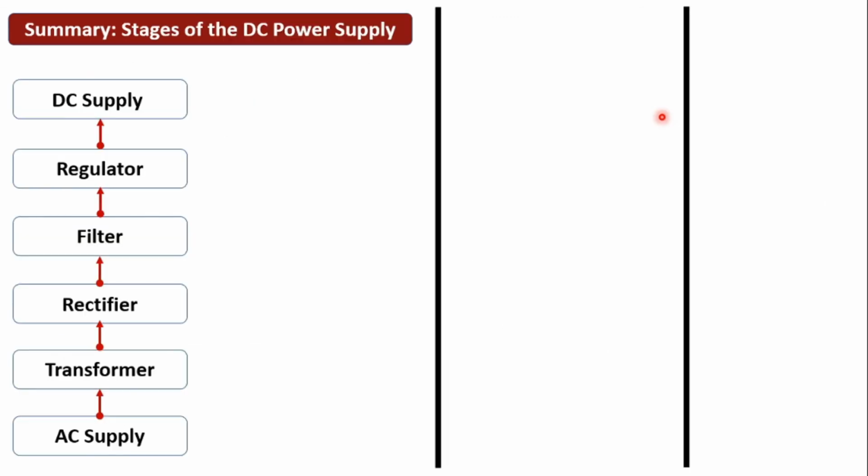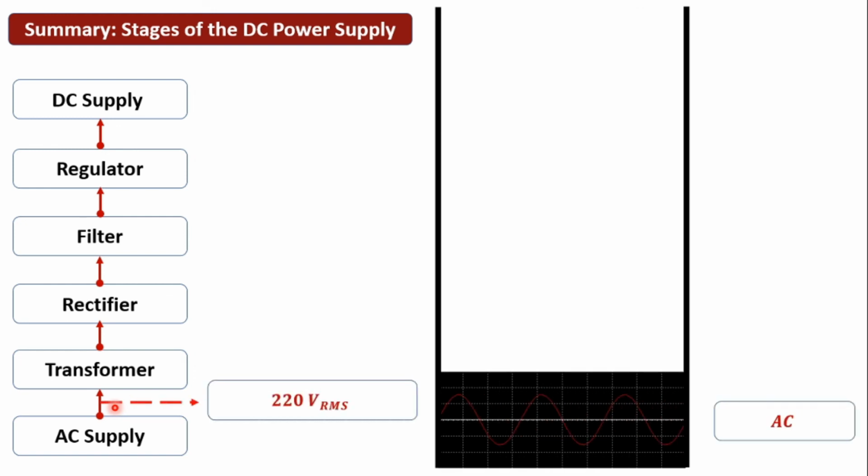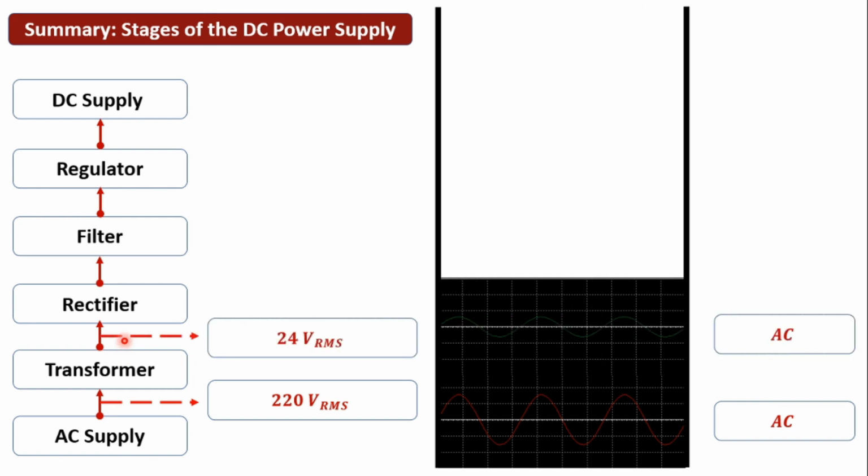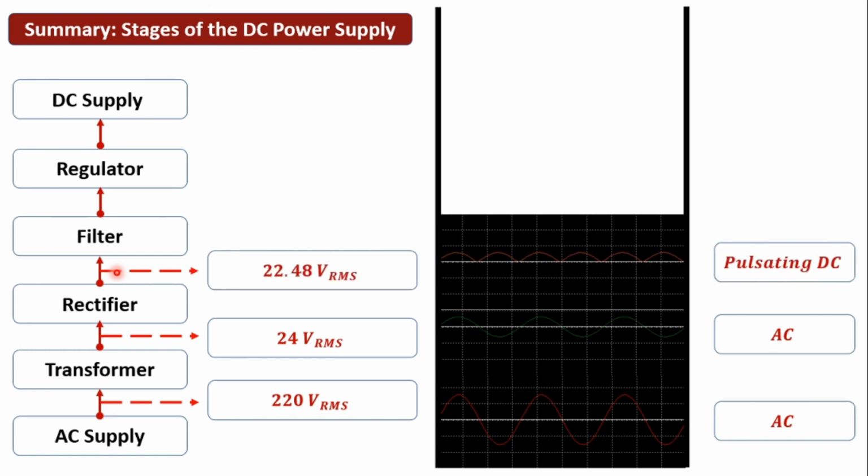As a summary, shown is the different stages the AC voltage passed through, starting from the bottom to the top. The input to the primary winding of the transformer is 220 volts RMS. The secondary winding output voltage of the transformer, which will serve as input to the full wave bridge rectifier, is now a step down, 24 volts RMS. The output of the rectifier, which will serve as input to the capacitor filter, is a pulsating DC voltage equivalent to 22.48 volts RMS, which decreased due to the voltage drop across the full wave rectifier.